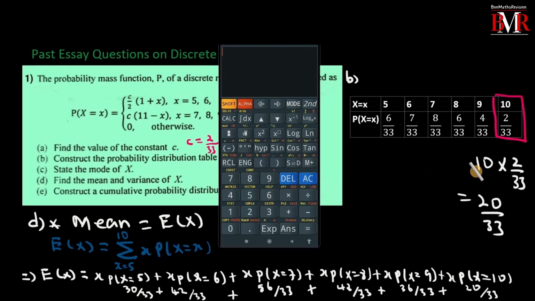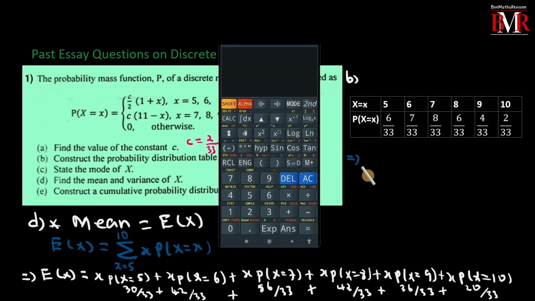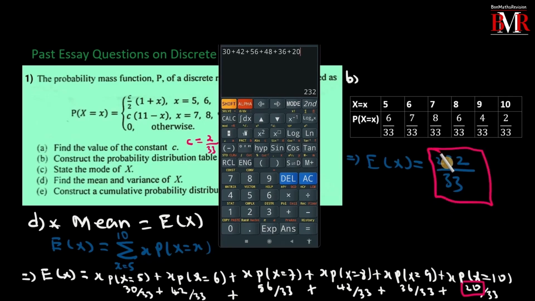So to get E of x, I need to add all these fractions. To add these fractions faster, just add the numerators since the denominators are all the same. That means E of x is equal to 30 plus 42 plus 56 plus 48 plus 36 plus 20, which gives me 232. That is 232 over 33 is the value of E of x.